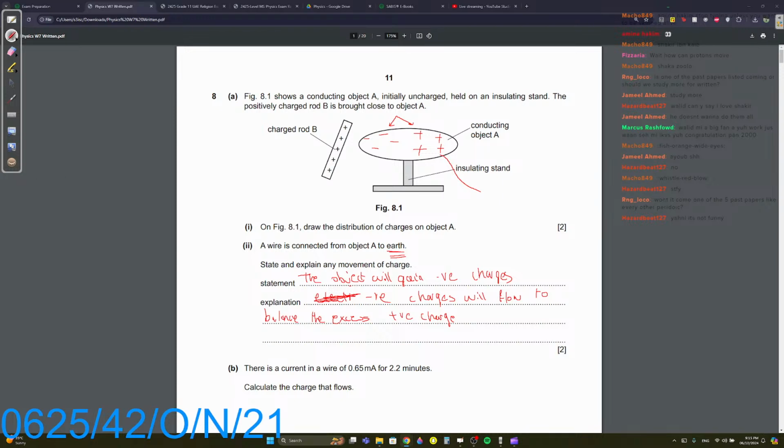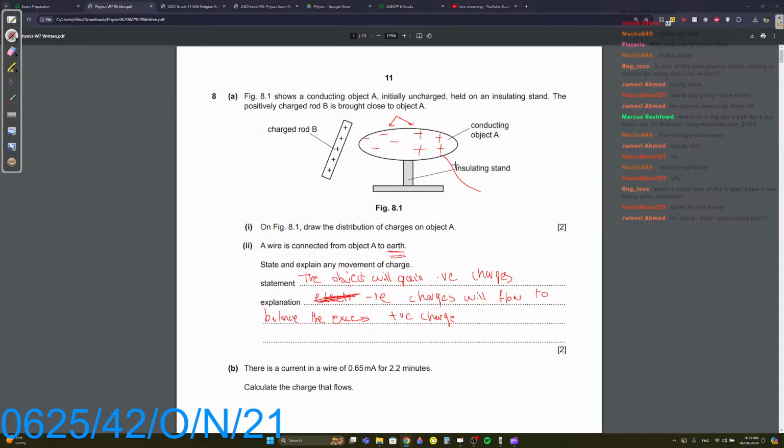So over here, let me just explain what happened here, what I did here. Won't it come one of the 5 past papers? Yes, it will come one of the past papers. Okay. What happened here? So obviously, when you earth it, the object will gain negative charges, right? Why will it gain negative charges and not positive charges?